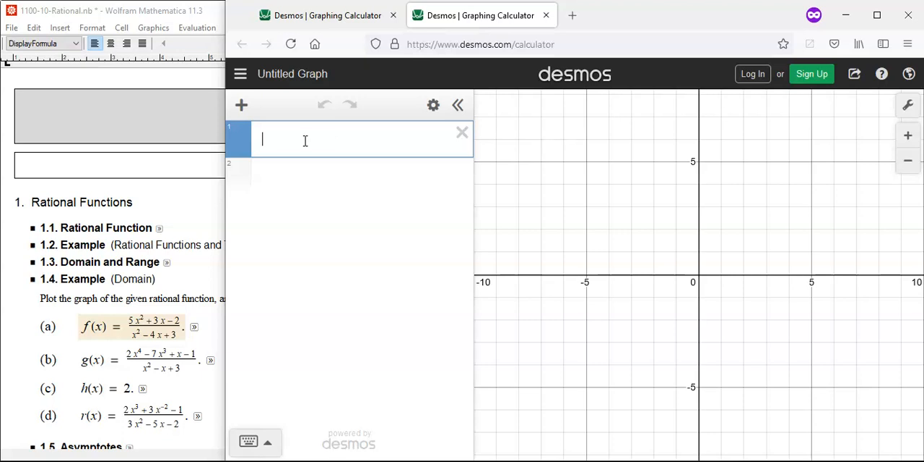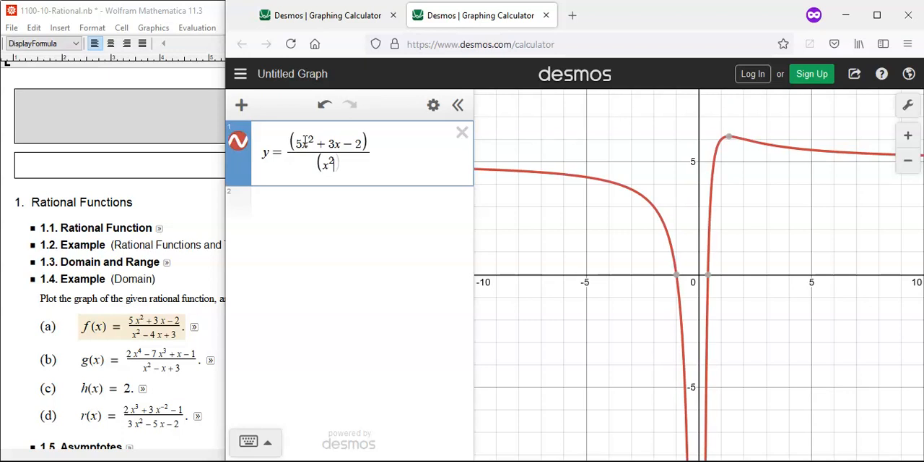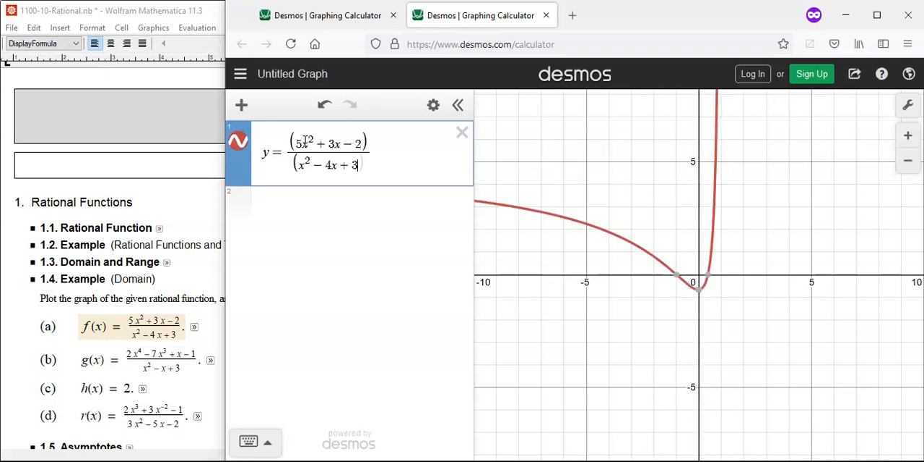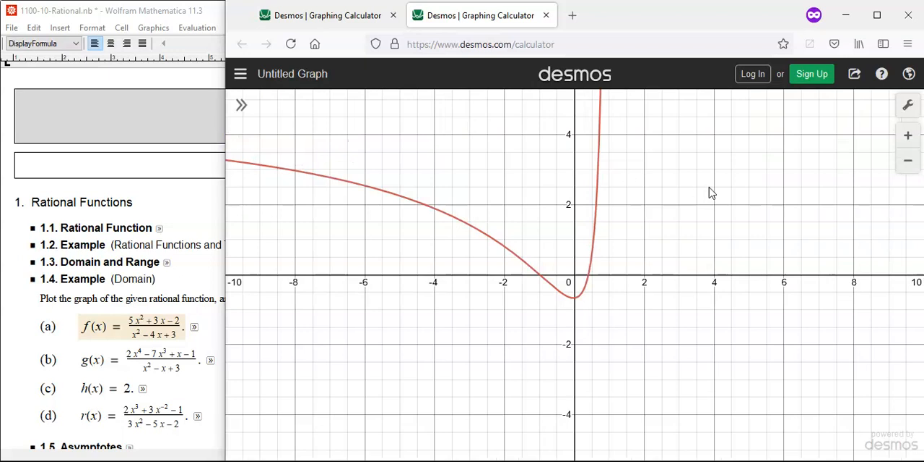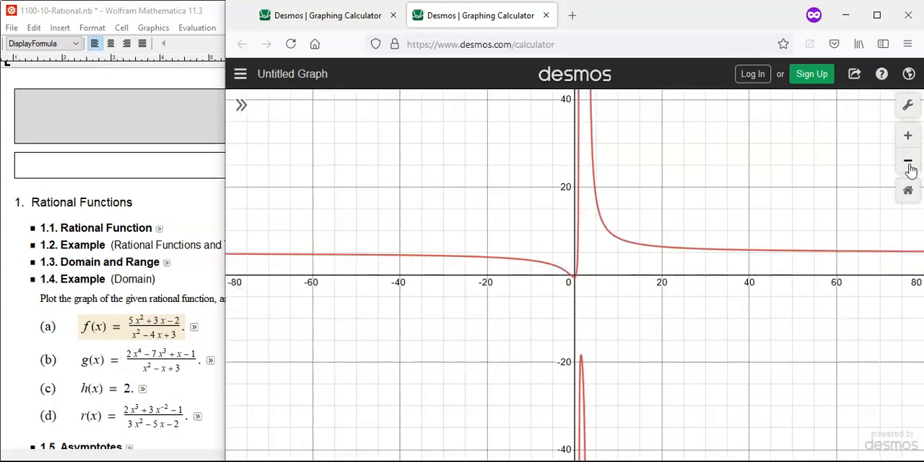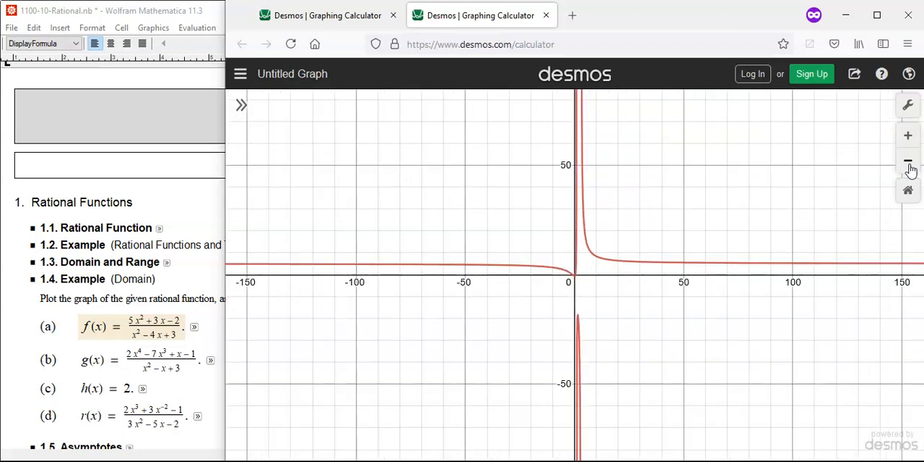Okay, alright, let's go ahead. y equals the numerator 5x squared plus 3x minus 2 divided by the denominator x squared minus 4x plus 3. Did I type everything right? Okay, I typed it right. Alright, let's go to this graph and let's analyze it. Zoom out. That's the graph. What do you see?